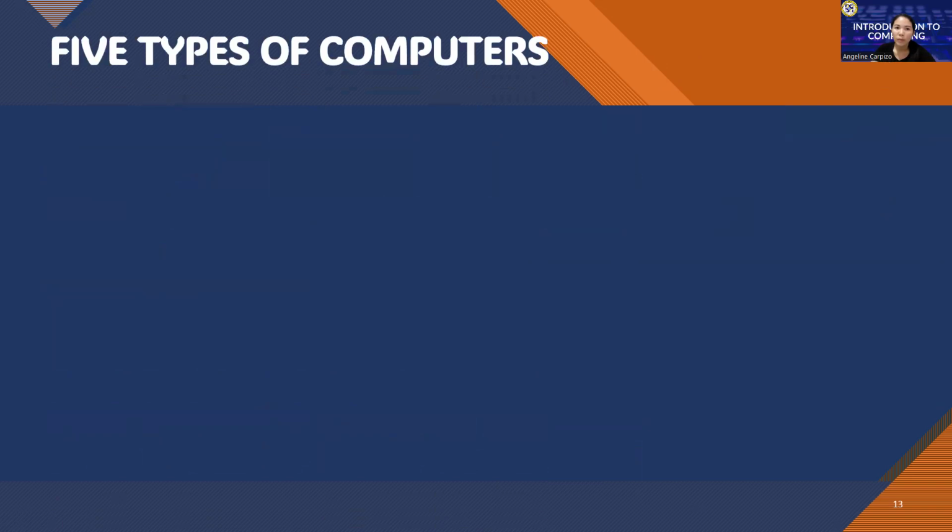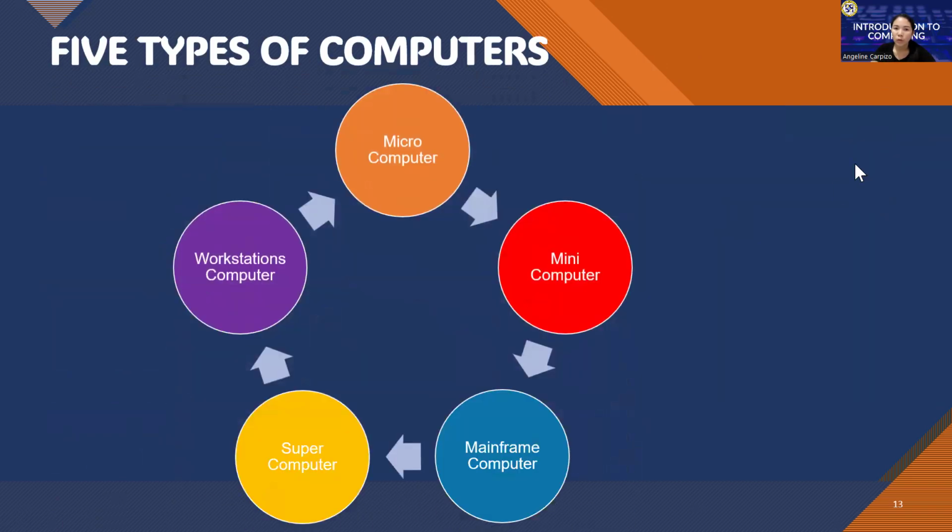So what are the 5 types of computer? The microcomputer, minicomputer, mainframe computer, the supercomputer, and workstation computer.